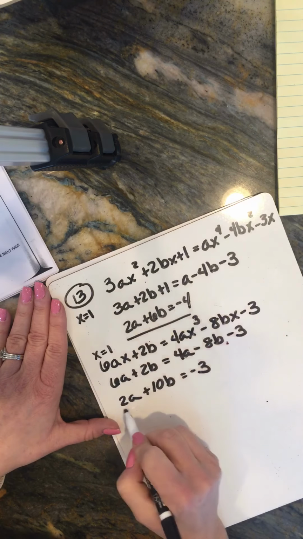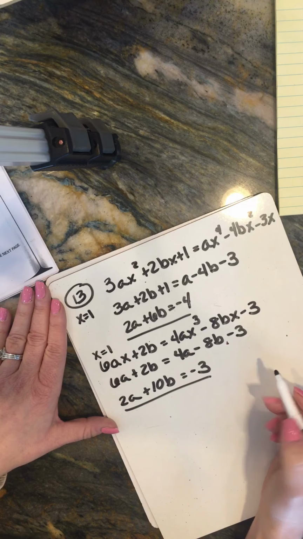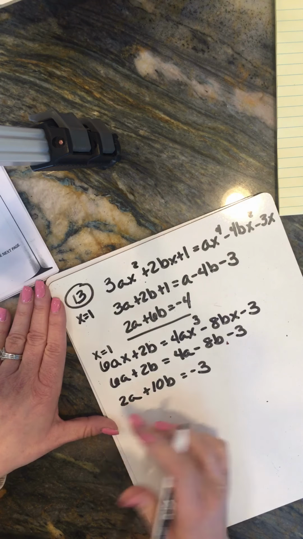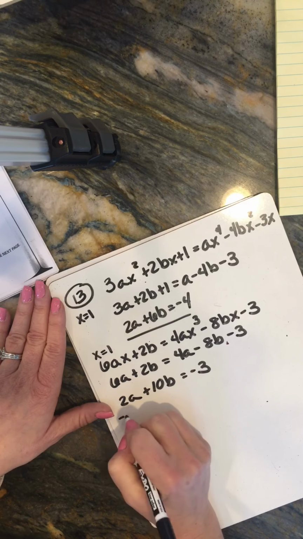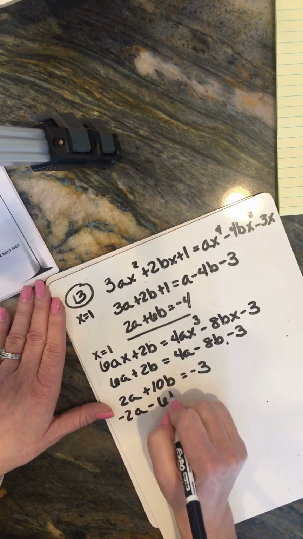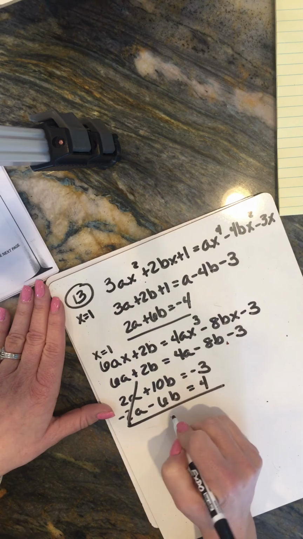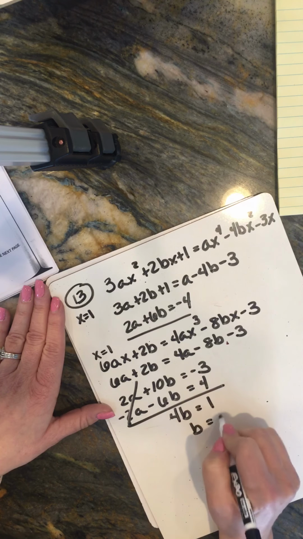So now we've got two equations and two unknowns, and this is just your algebra elimination method. Let's take our first equation, multiply it by negative 1. So I've got negative 2a minus 6b equals 4. And then we've got 4b equals 1, so b equals 1/4.